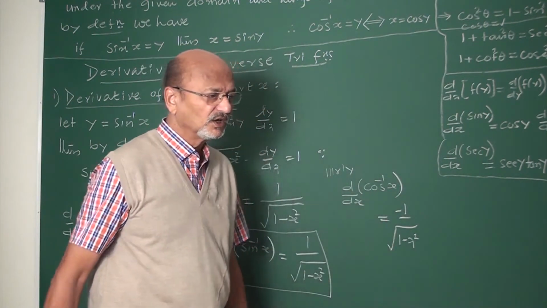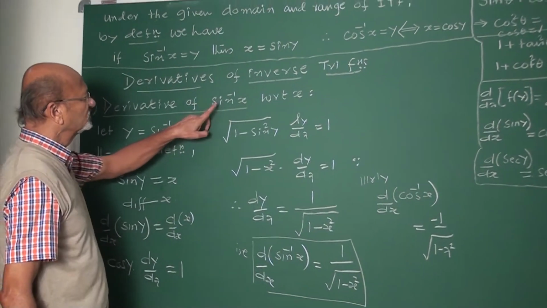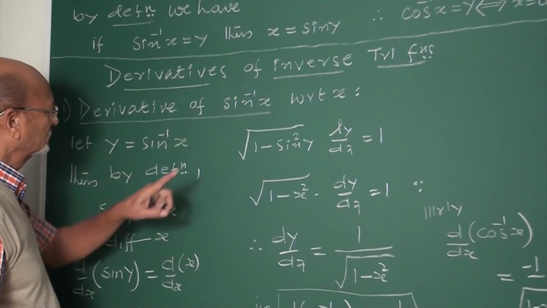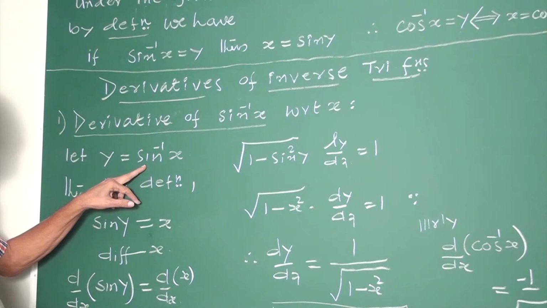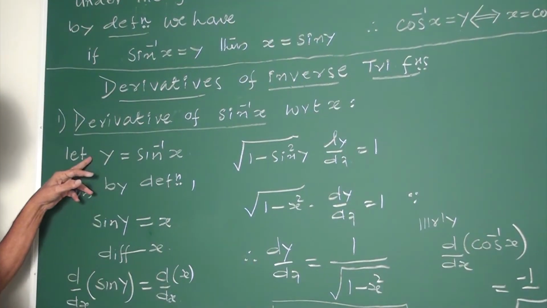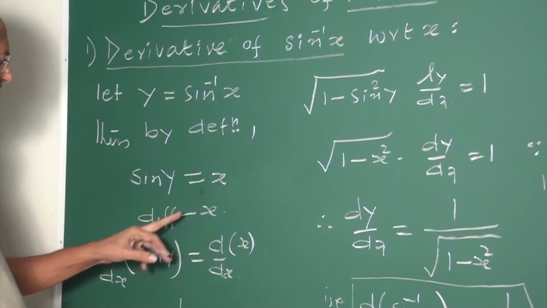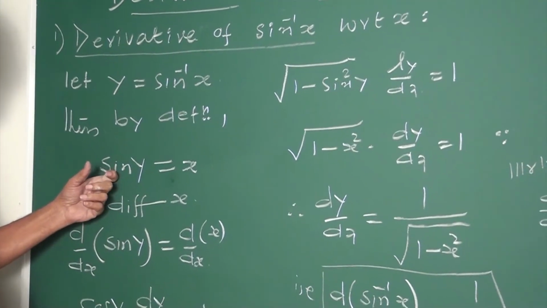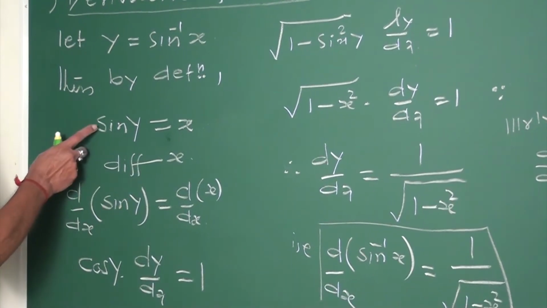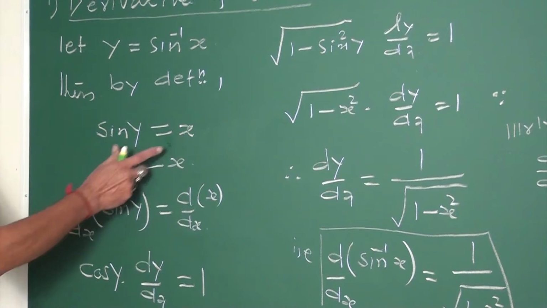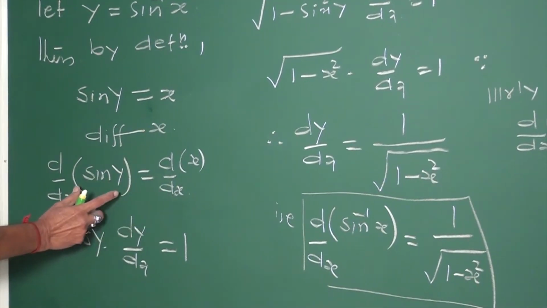First, my friend, the opening batsman: the derivative of sine inverse x with respect to x. Let y equal to sine inverse x. Apply the definition. Sine inverse taking this side, sine y equals x. Differentiate with respect to x. Derivative of the LHS, sine y, equals derivative of the RHS, derivative of x with respect to x.